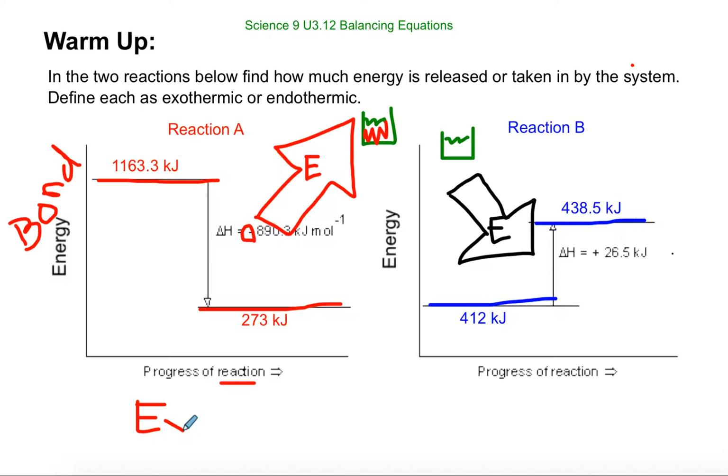Yeah, great. And in the other reaction in B, energy is going in. So this is absorbing energy. That's why it's going from a low energy state to a higher energy state, and it's stealing it from the surroundings. It's stealing it from the water. So the water here gets cold, right? And so because energy is going in, this turns into an endothermic reaction. Great, great. Okay, so great, good warm up.